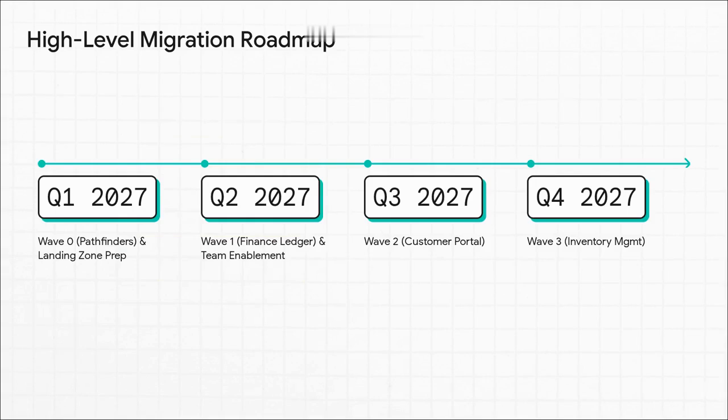And here's what it can look like when you put it all together. It's a simple, high-level roadmap that anyone from an engineer to the CEO can understand. You see here in Q1, we're tackling Wave 0 and getting the landing zones ready. Then in Q2, we deliver that big win with the finance ledger in Wave 1. This kind of timeline clearly communicates your plan, your priorities, and how you're tracking over time.